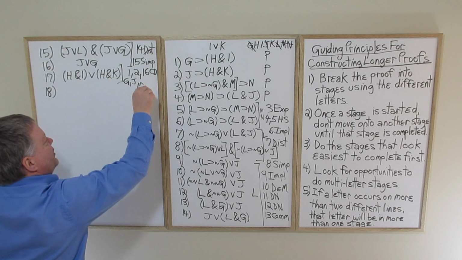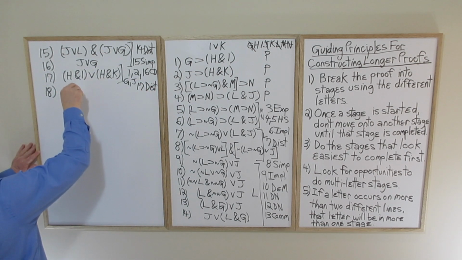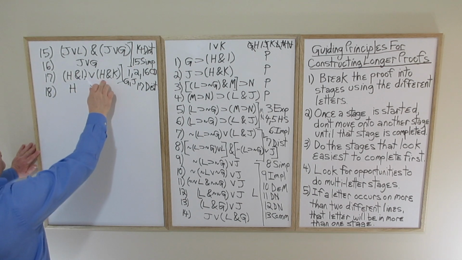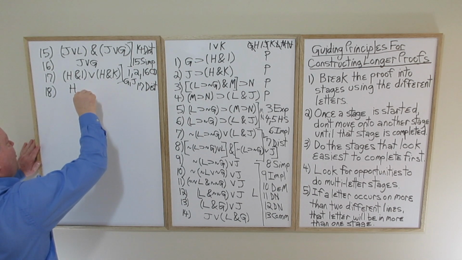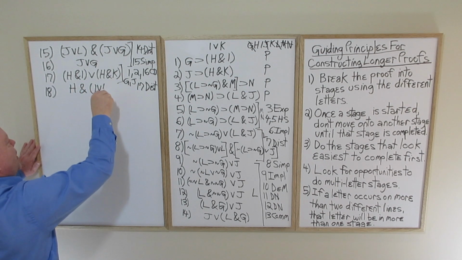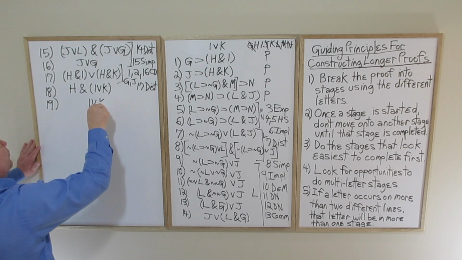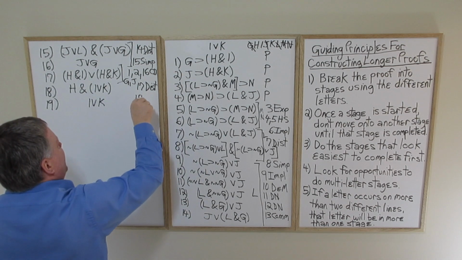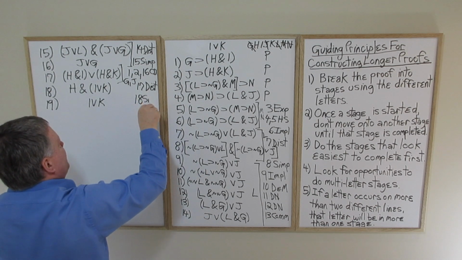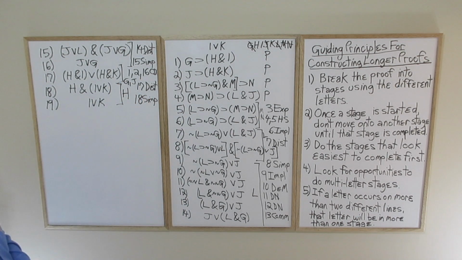So, line 17, we do our third distribution in the proof to get H, the term that occurs in both of those conjunctions in the right-hand side, and a disjunction of the other 2, I or K. Then, just 18, simp. So it turned out our H stage was kind of short. So that ended up being 15 lines of inference.